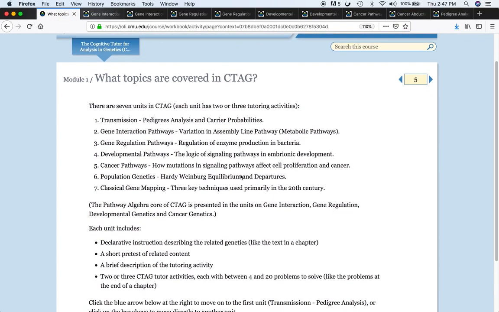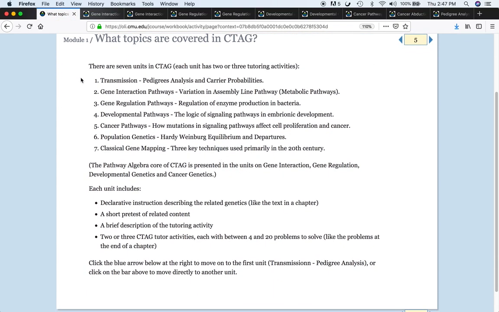The next page talks about what topics are covered in CTAG. There are currently 7 units that have been ported to OLI. And the most important ones, the most central to pathway analysis, are units 2 through 5: gene interaction pathways and epistasis and metabolic pathways, or assembly line pathways, I should say, gene regulation pathways, developmental pathways, the development of the organism and of an embryo, and cancer pathways.